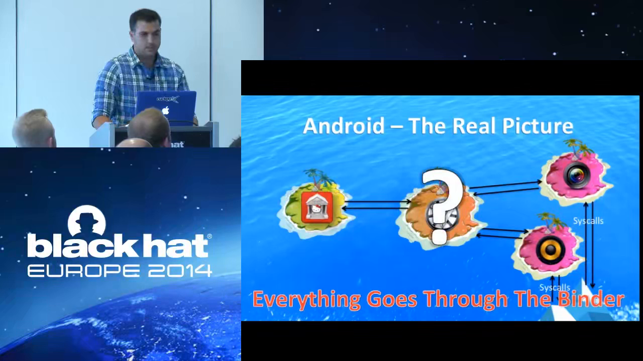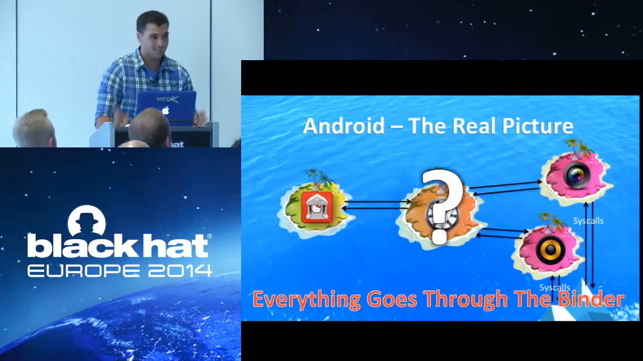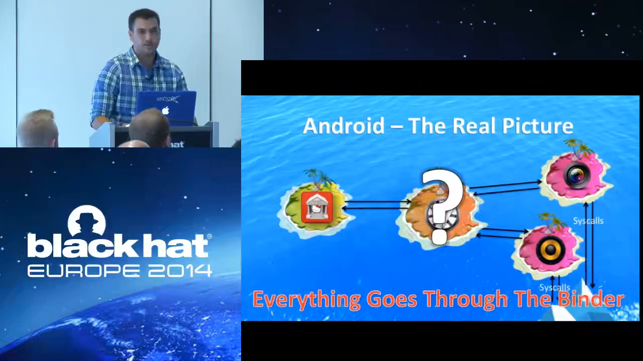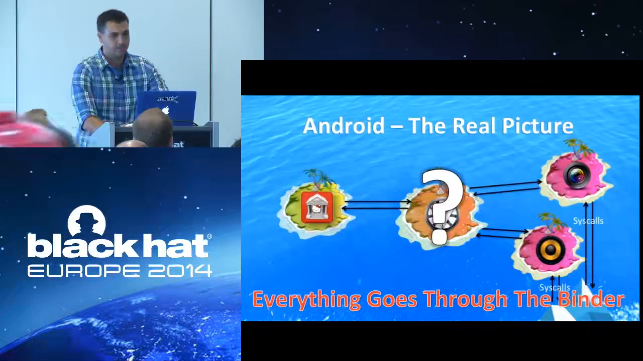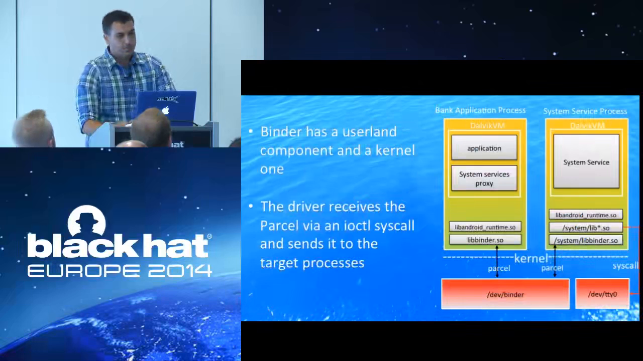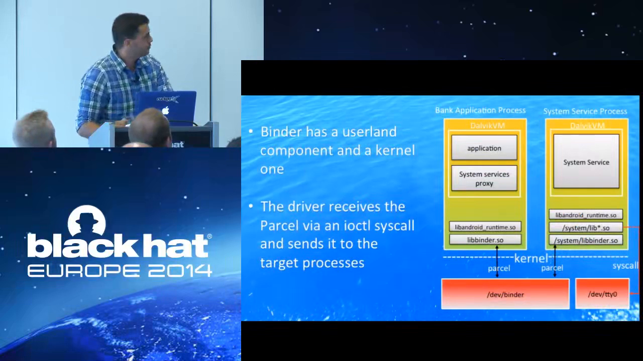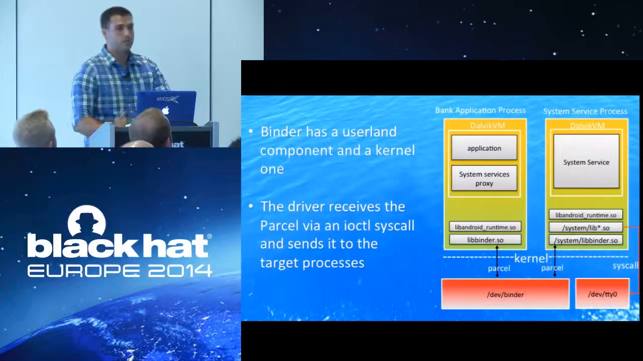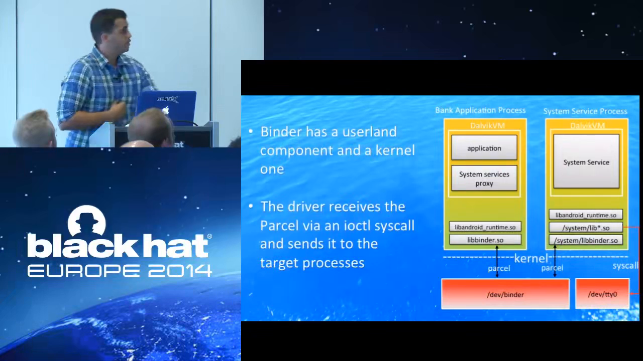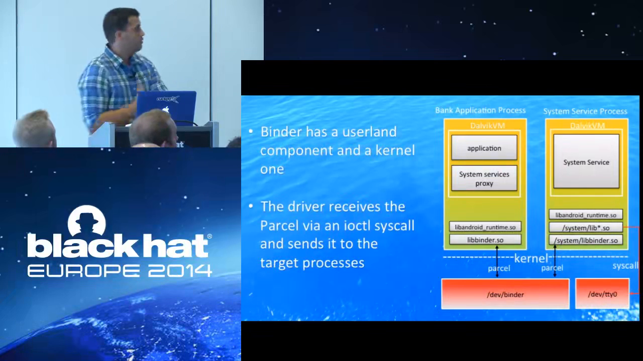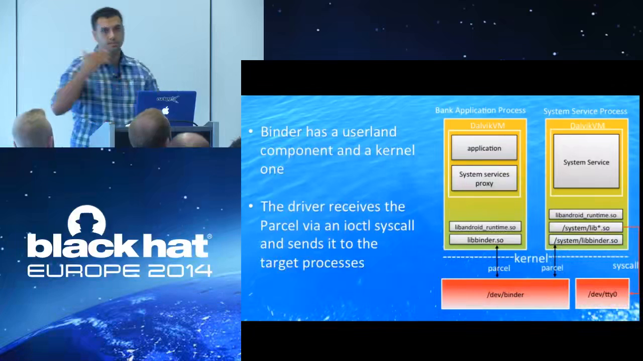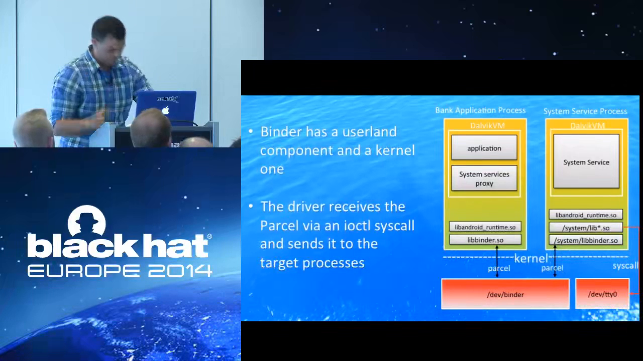Okay, so now let's take it and remember, everything goes through the binder. It's a very important thing here, so remember. Now let's take a look at how Android developers implemented the binder. They implemented it in two parts. The first part is a user-land framework part that is responsible for wrapping the remote procedure call into a special container, and another part called the kernel driver, which is responsible for passing that information to the required process.